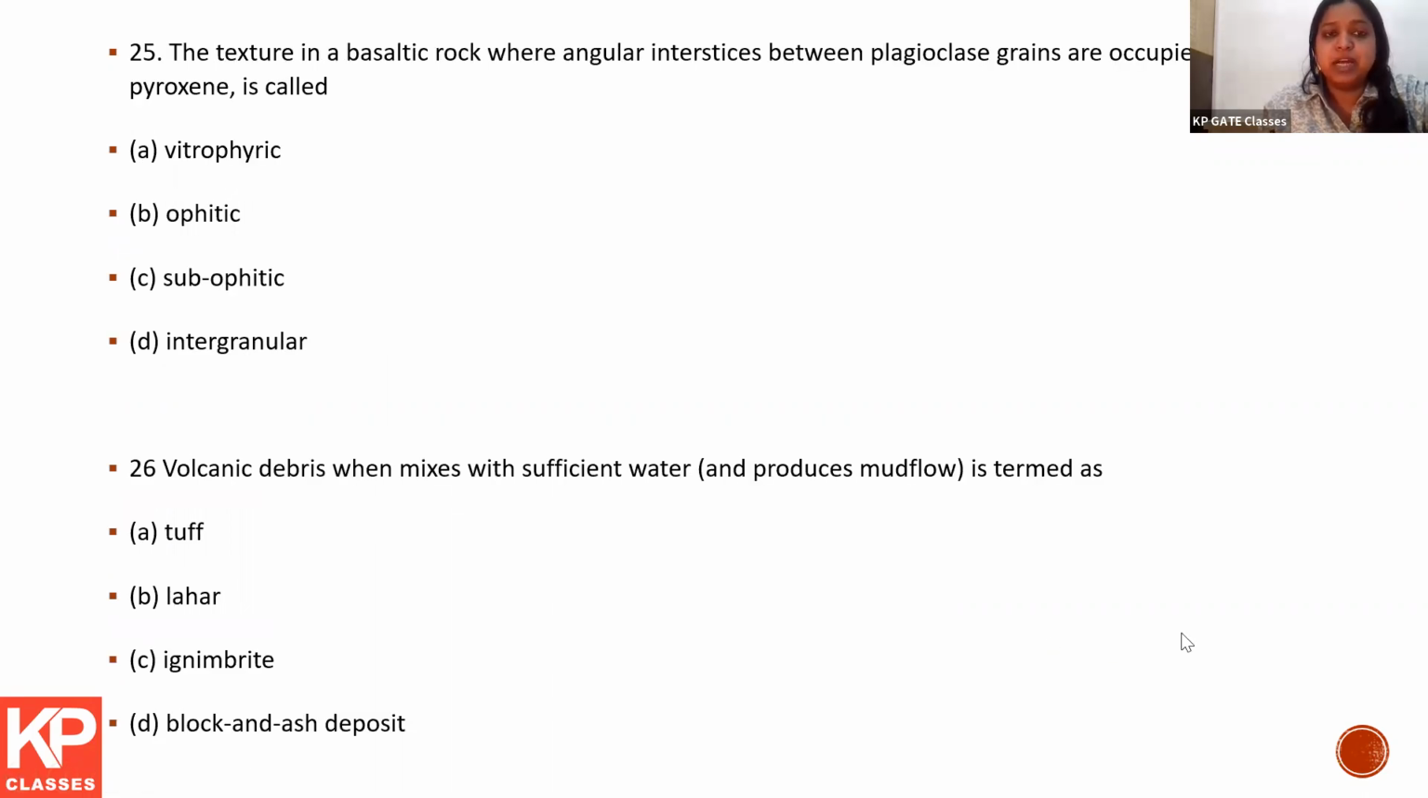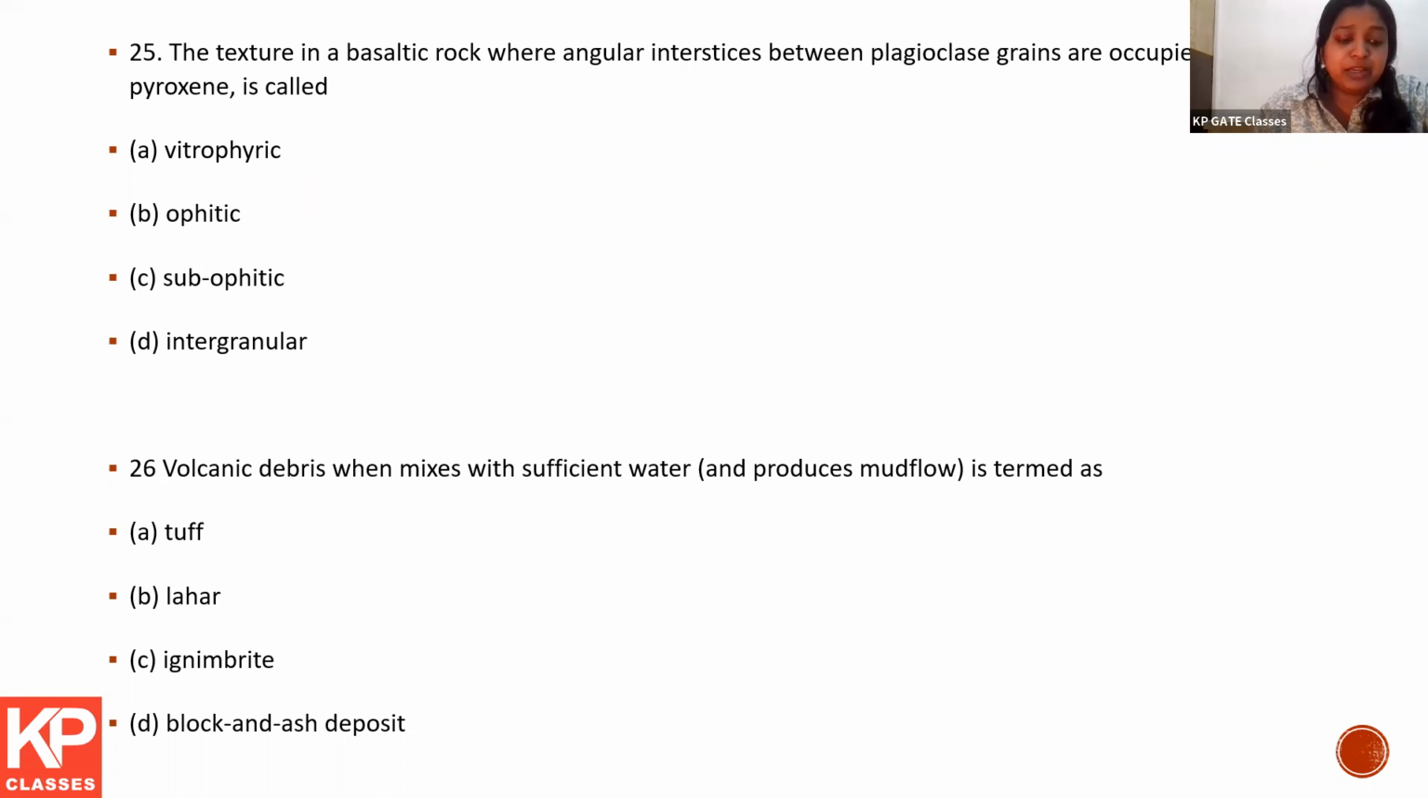The texture in a basaltic rock where angular interstices between plagioclase grains are occupied by pyroxene is called intergranular texture. This is also a direct question. Angular interstices between plagioclase grains are occupied by pyroxene. So the answer is intergranular. Read the question properly, understand the question, and you will get the answer.